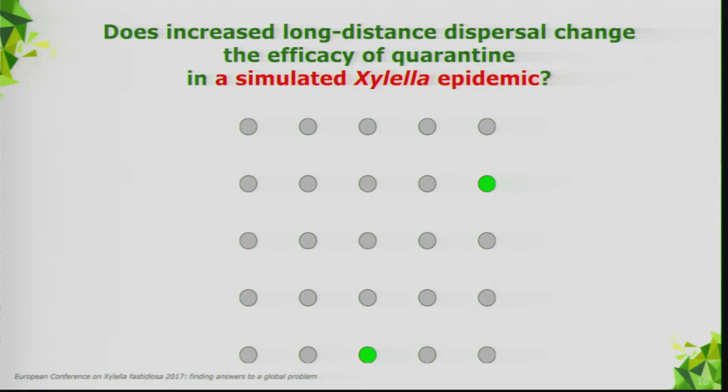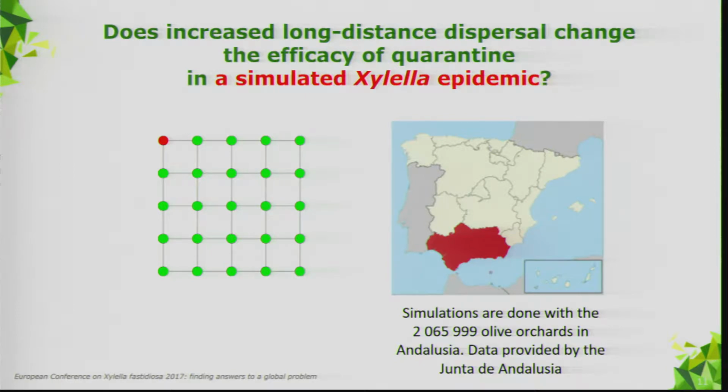And here you actually see that in this setting, the epidemic dies out by itself, because in the end you have few orchards left, and there's low probability of infection, and it dies out. Okay, so we're running this on the more than 2 million olive orchards in Andalusia, but I'll keep using the cartoon to explain how we're doing it.